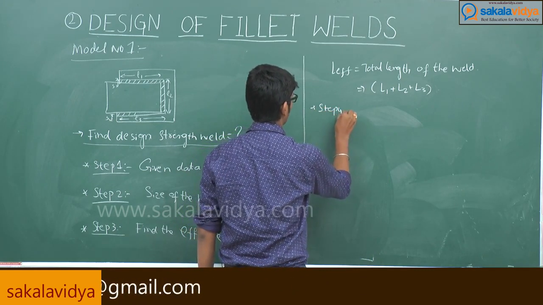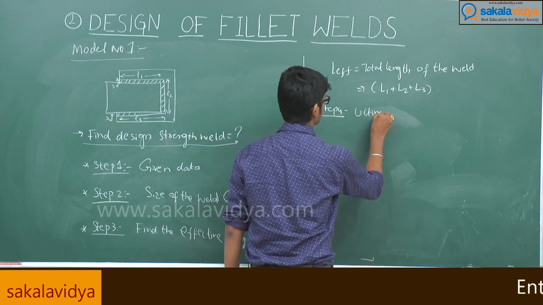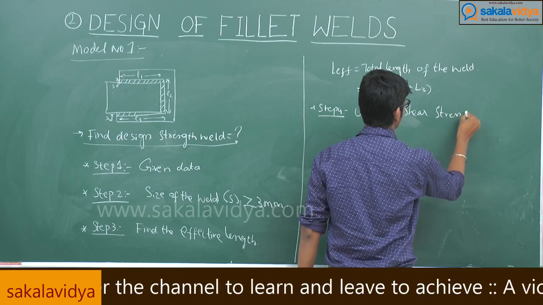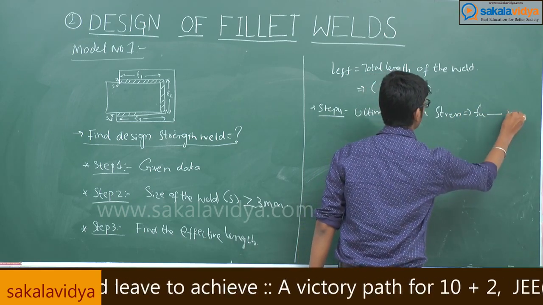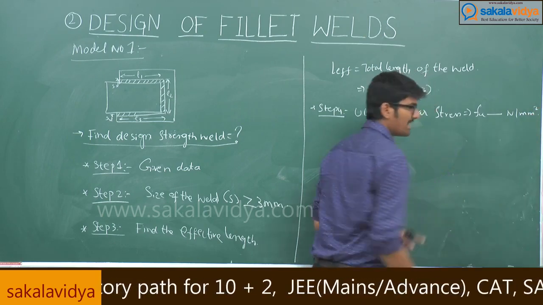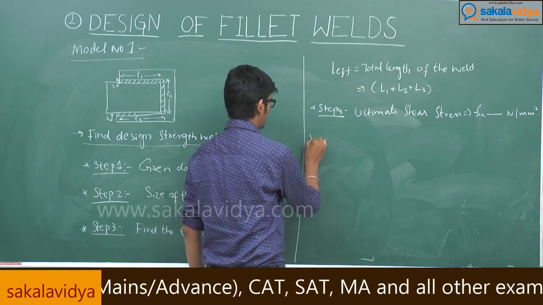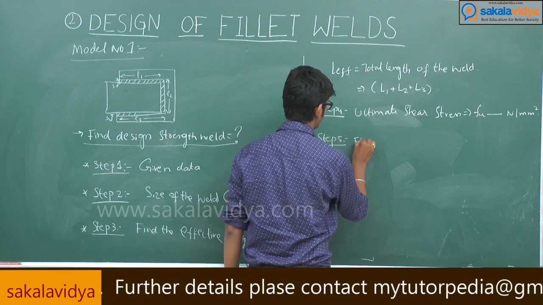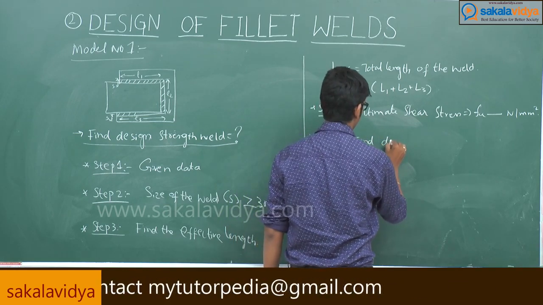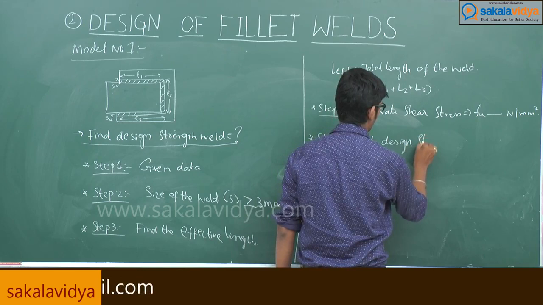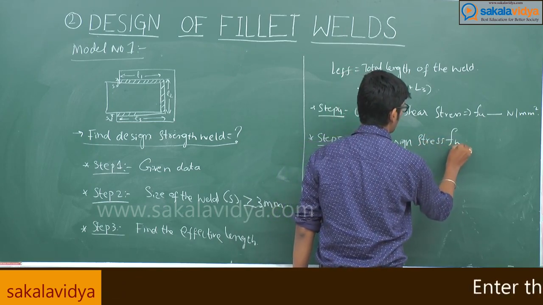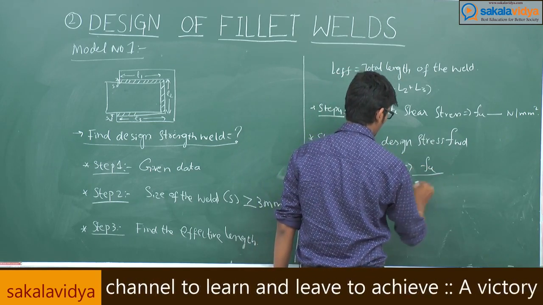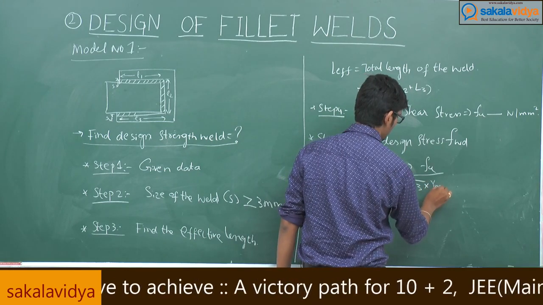Step 4, ultimate shear stress. It is denoted with FU. Units are Newton per mm square or Newton per meter square. It will be given in the question itself. Step 5, we have to find the design stress. It is denoted with FWD. So, FWD is equal to FU by under root 3 into partial safety factor.